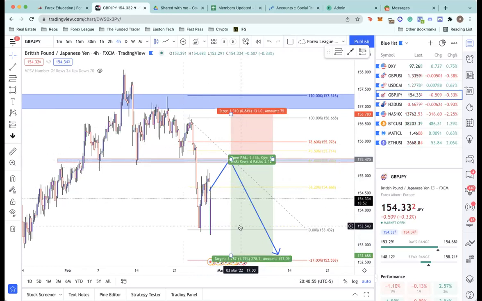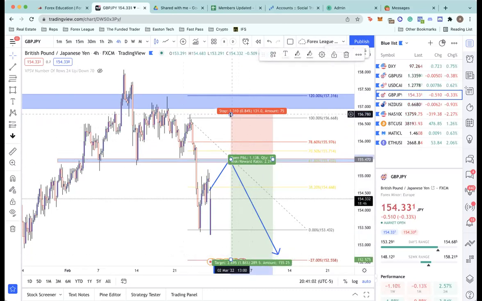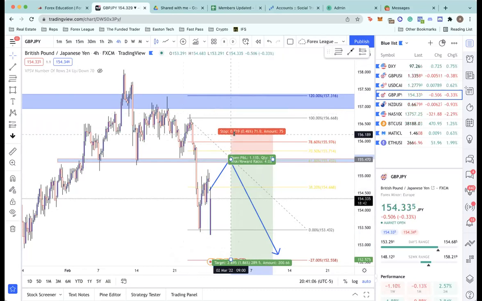And then I'm going to throw our targets at -27. Conservatively, we could throw stops all the way up here. And then more aggressively, we can bring stops right above the 78.6. That gives us about a 4-to-1 risk reward trade.